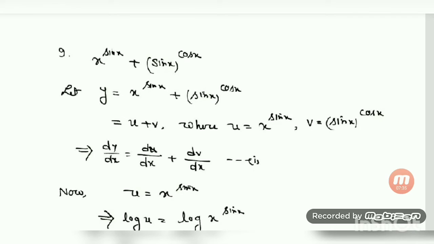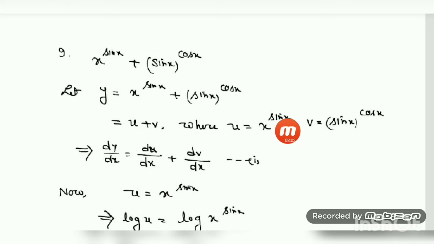Your question number 9 is sin x to the power x to the power sin x, plus sin x to the power cos x. So this is your question number 9. Here also I just named the function as y, and then named the functions again as u and v, so that I can take the derivative. Taking the derivative, dy/dx equals du/dx plus dv/dx, mark it as 1. What is u? x to the power sin x, and v is this much.